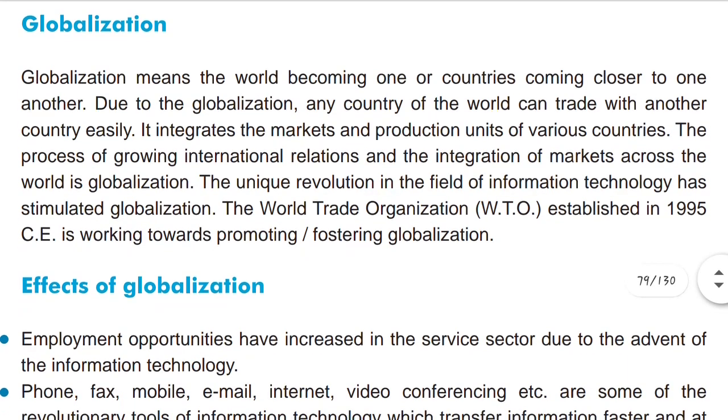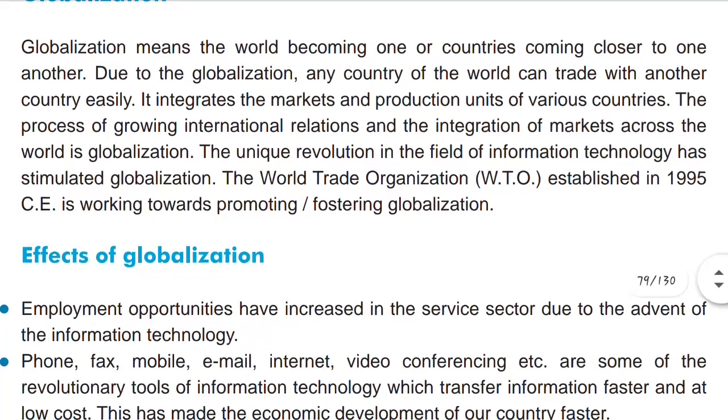This unique revolution in the field of information technology has stimulated globalization. As there was development in information technology, it gave stimulation to globalization, and all the countries were able to connect with each other. The World Trade Organization, established in 1995, is working towards promoting and fostering globalization. The policies introduced by the Indian government were also given the okay signal by the World Trade Organization, which termed that these policies can really make a difference in the development of countries, and thus they can gain more profits and become developed and prosperous.